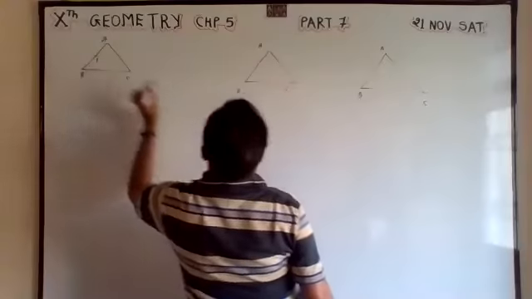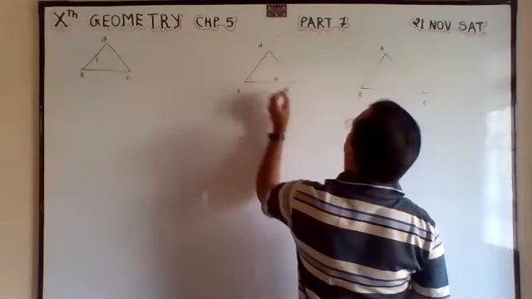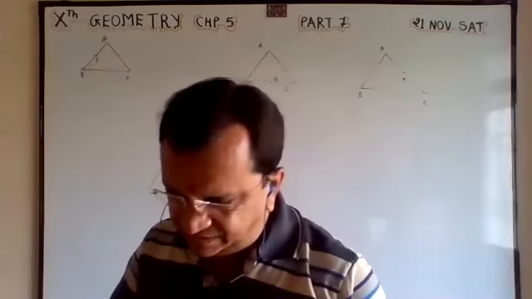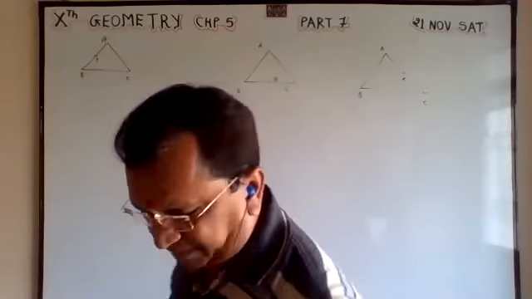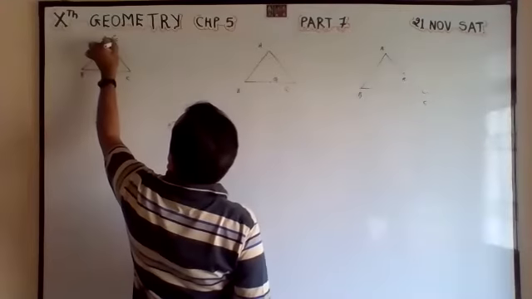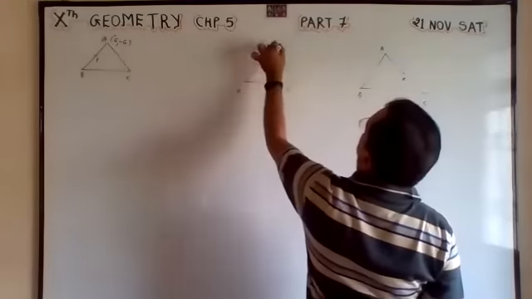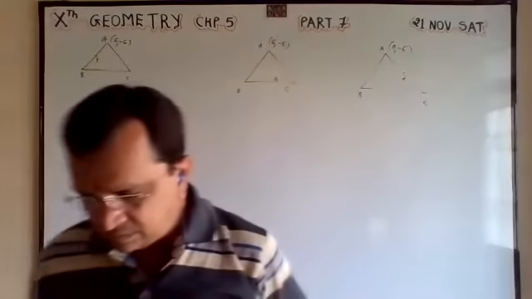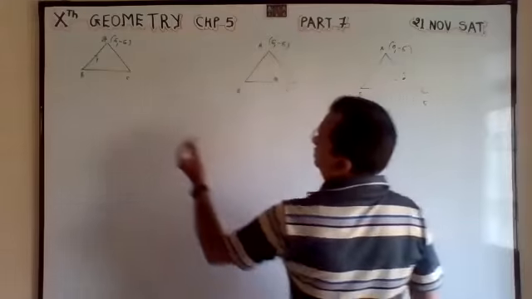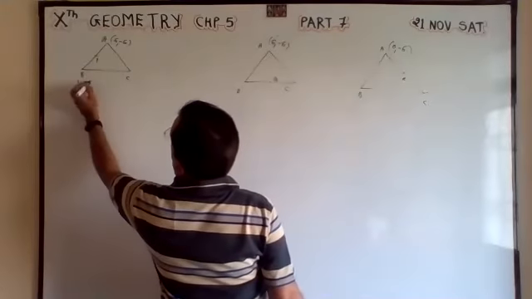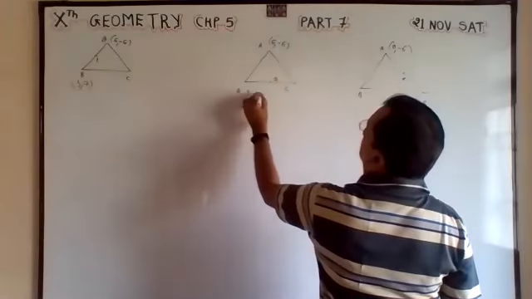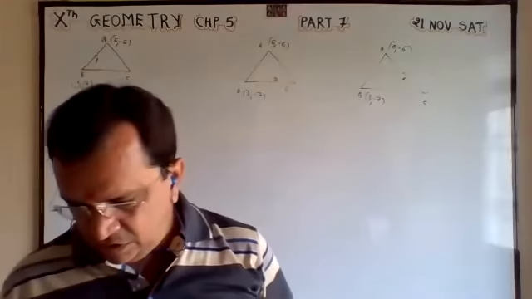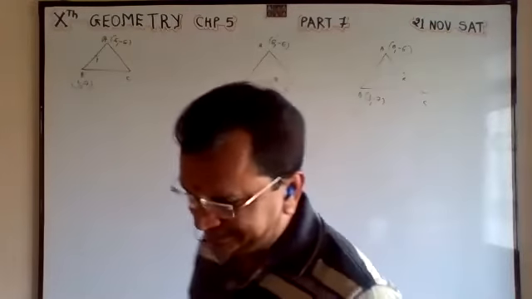Here we will find out P. Here we will find out Q. Here we will find out R. A is given 6, minus 6. B is given 3, minus 7. C is given 3, 3.